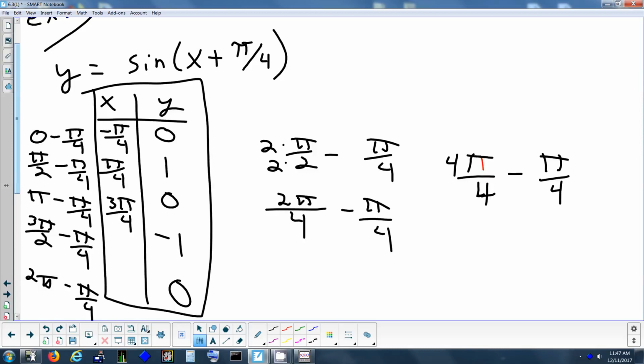Now, look at the number in the numerator. Negative 1, 1, 3. What do you think the next one is?